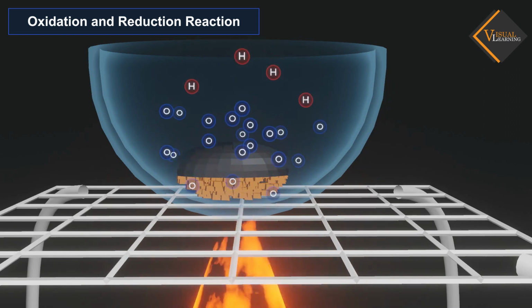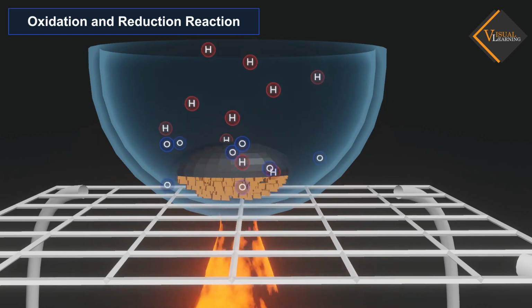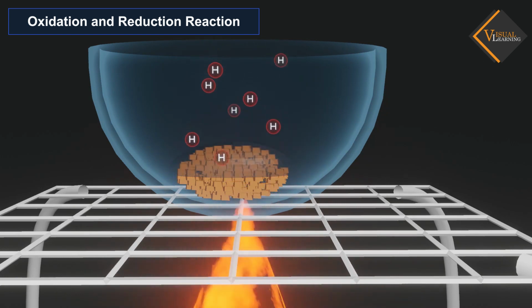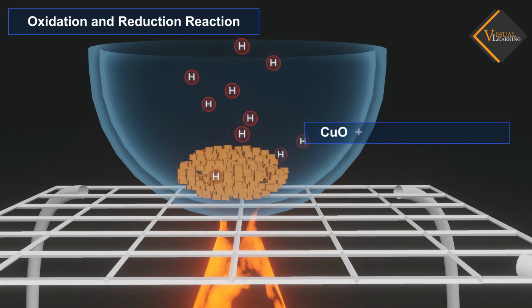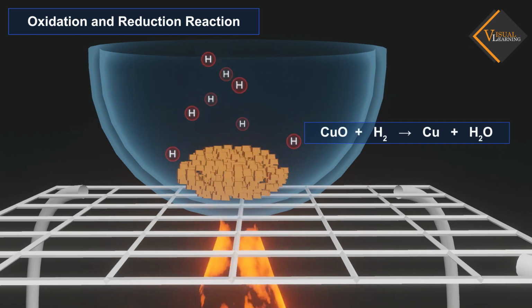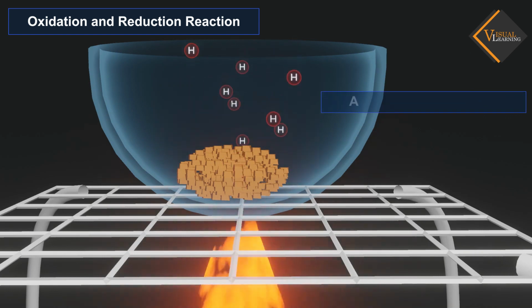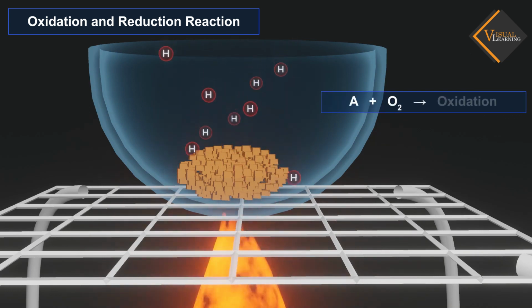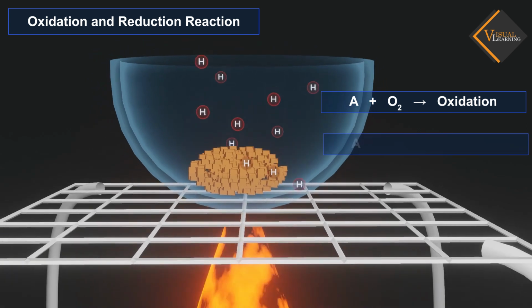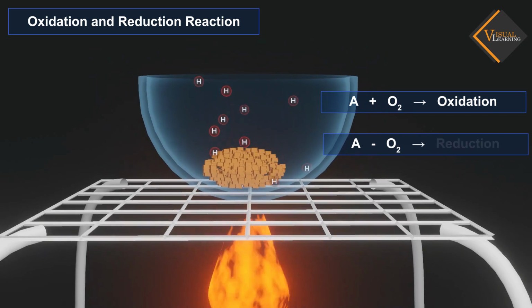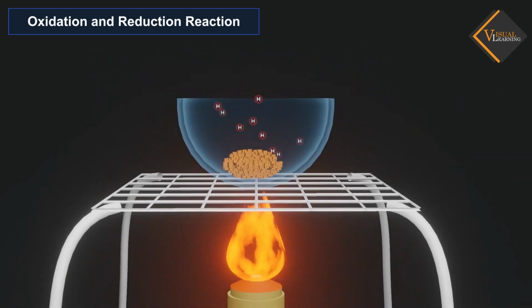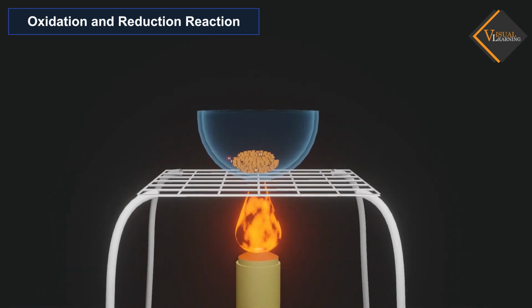If hydrogen gas is passed over this heated material, cupric oxide, the black coating on the surface turns brown as the reverse reaction takes place and copper is obtained. If a substance gains oxygen during a reaction, it is said to be oxidized. During this reaction, the copper oxide is losing oxygen and is being reduced. The hydrogen is gaining oxygen and is being oxidized.